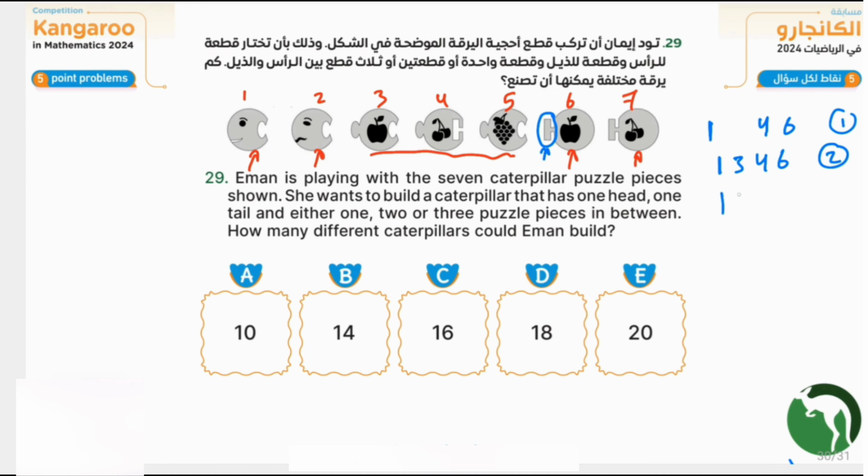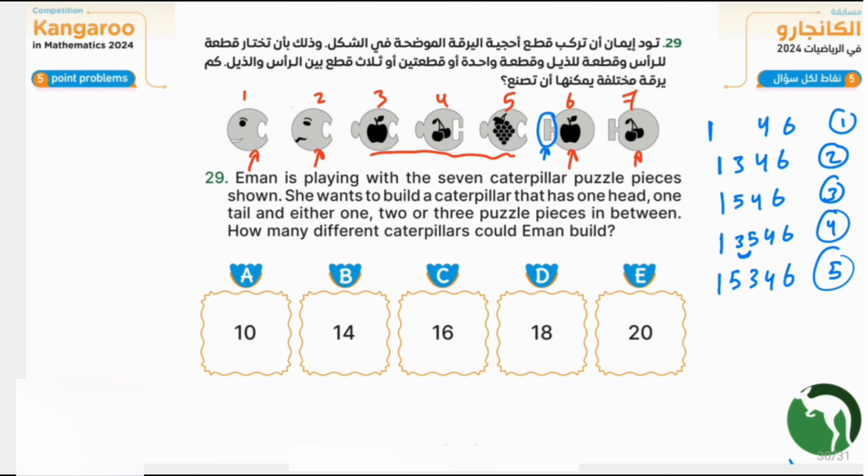Another one is to put 5 instead of 3: 1, 5, 4, 6. This is the third. And another one is to put 1, then 3, 5, 4, 6. This is the fourth possibility, and I can swap between these two and put 1, 5, 3, 4, 6, and this is the fifth one.